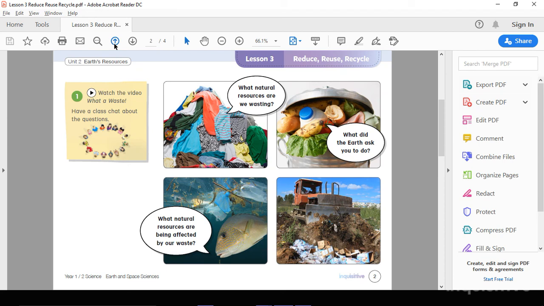Remember guys, there are many millions of people on the earth, and I guess if we're all throwing away our waste, then it has to go somewhere. So have a think about reducing, reusing and recycling.